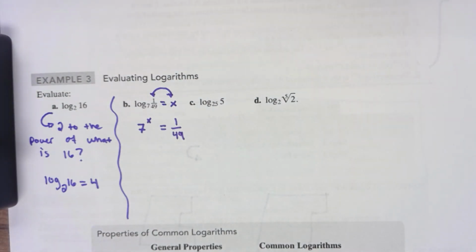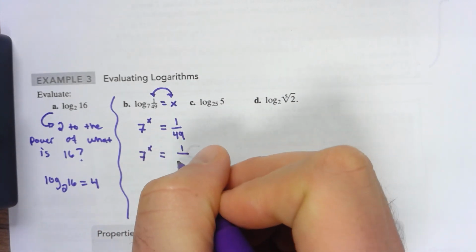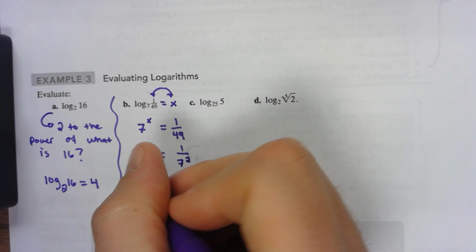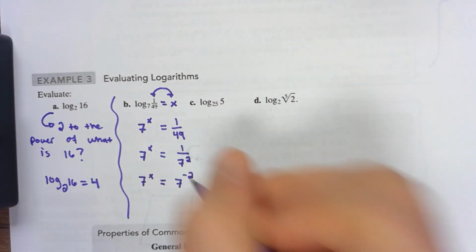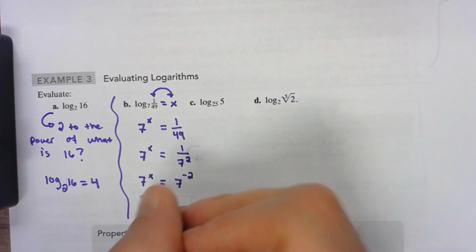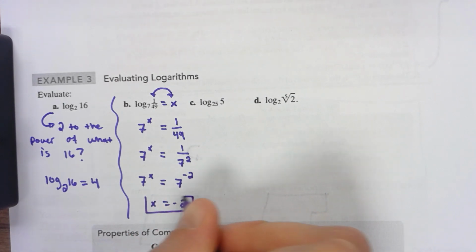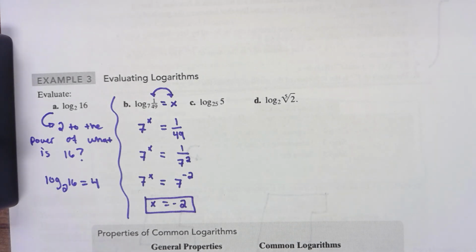And this is where we have to remember some of our exponent rules. I can rewrite 1 over 49 as 7 squared. And if I want that base to move from the denominator into the numerator, I make the exponent negative, or I change the sign. So it's 7 to the power of negative 2. So for these to be equal, x needs to equal negative 2. So in other words, what we just decided is 7 to the power of negative 2 is 1/49, meaning that log base 7 of 1/49 equals negative 2.